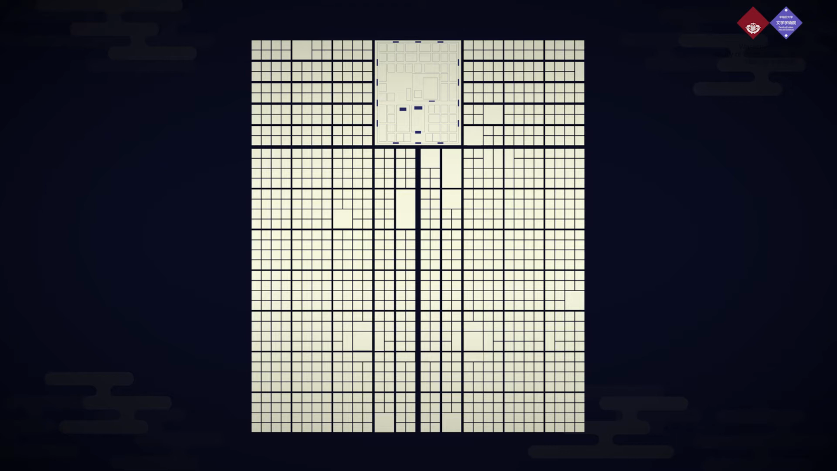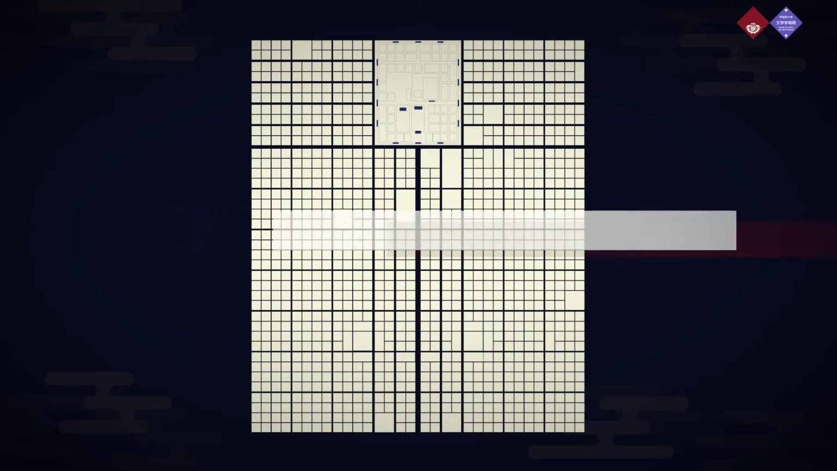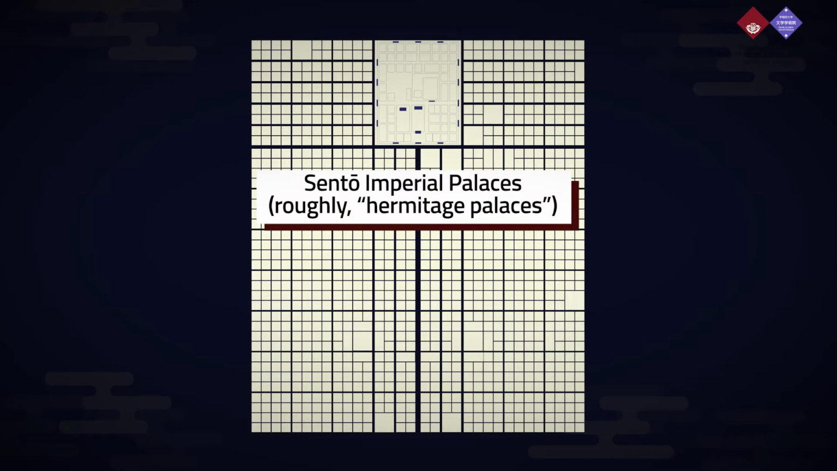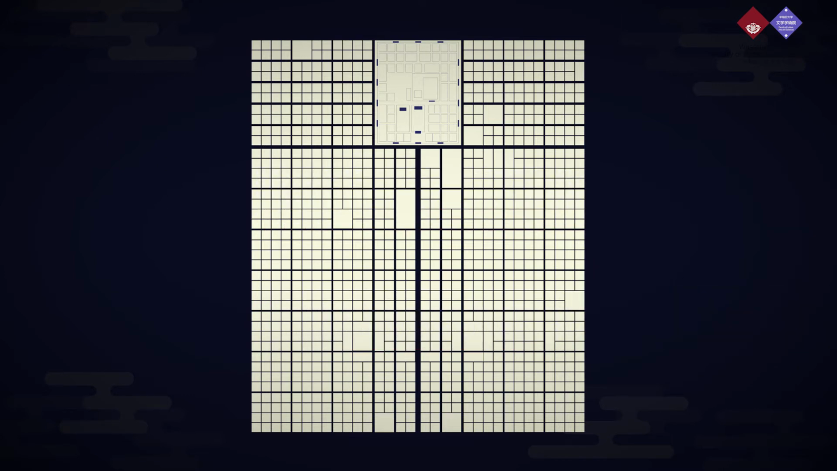So the emperor lived in the inner palace within the greater palace precincts. But where did retired emperors live? Their residences were called Sento imperial palaces, roughly hermitage palaces, or goin, retirement palaces. There were a number of these throughout history. In the Heian period, for example, well-known Sento imperial palaces included Suzaku Palace, Suzaku-in, and Reizei Palace, Reizei-in. As you can see on the map, Suzaku Palace is located along Suzaku Avenue.